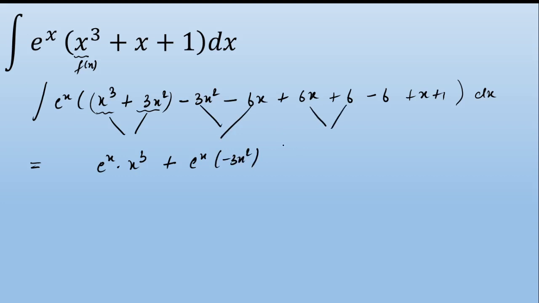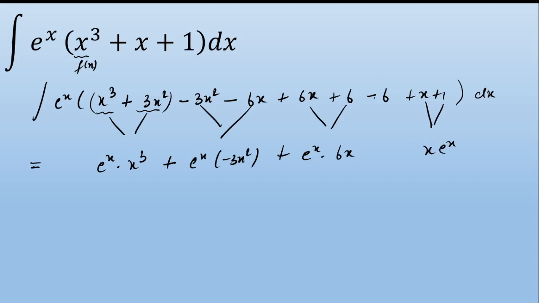Now next is this 6x plus 6. So e raised to power of x, f of x is 6x. Now x plus 1 you can write easily. See, this is f of x and this is its derivative. So the answer is x times e raised to power of x.